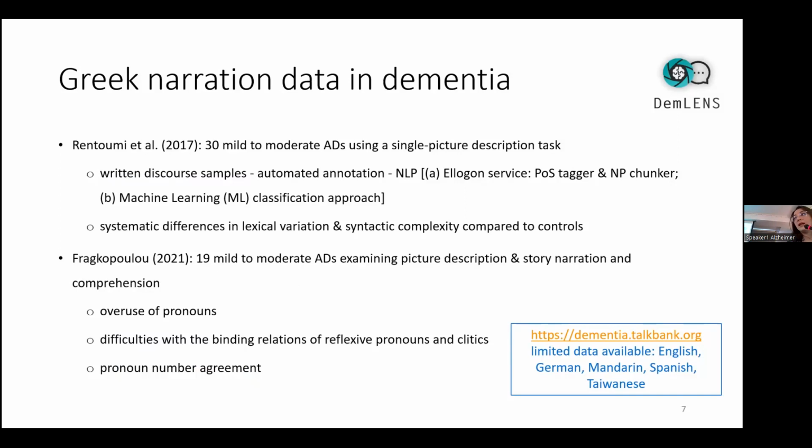However, they used automatic annotation, which means they used software to annotate and not linguists, so they didn't do manual tagging. So their analysis is quite promising, but not cross-checked by more than two linguists to make sure that you have the exact numbers. Though they do point out that there is an overuse of pronouns, so maybe we need to look out for that. And there are some difficulties with regard to reflexive pronouns in clitics and pronoun number agreement.